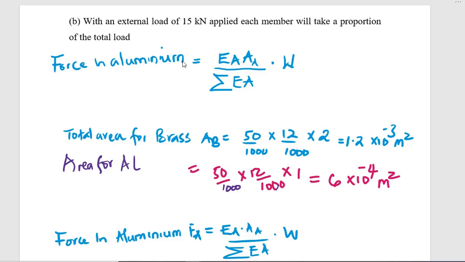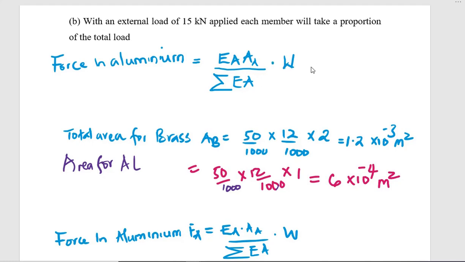Now, force in aluminium is given by this formula because we know this is a compound bar, and therefore the proportion taken by one of the members will be the modulus of elasticity of that member times its cross-sectional area divided by the sum of the products of the modulus of elasticity and the areas of the respective components, then times the total load which the combination is carrying.